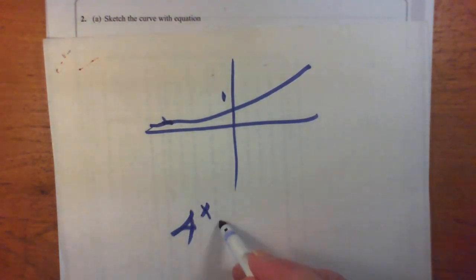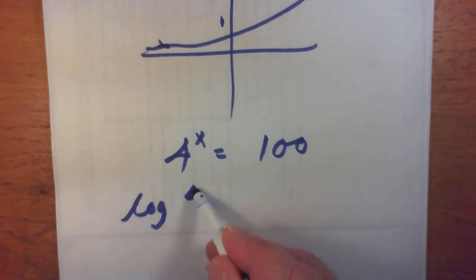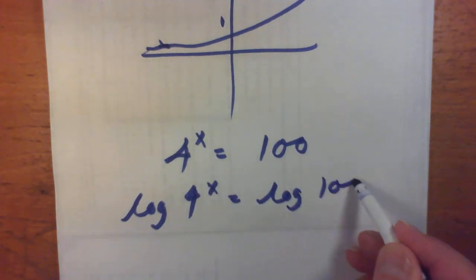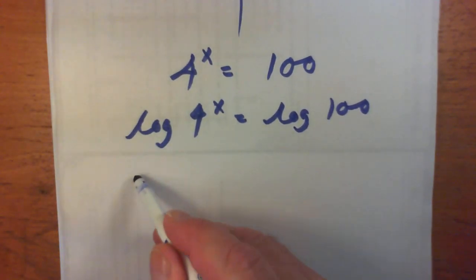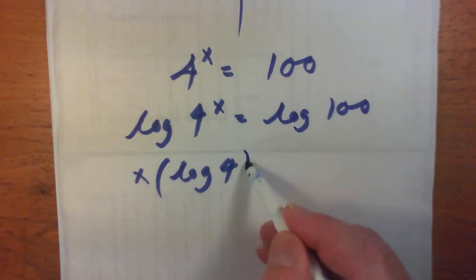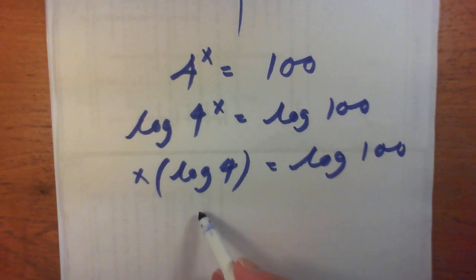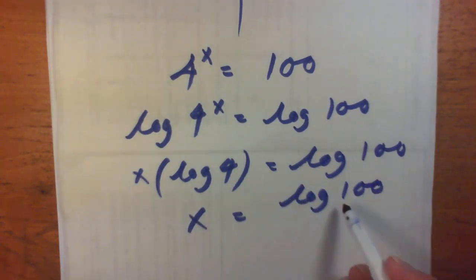Now, the second part says solve 4 to the power x equals 100. This involves logs, and logarithms always produce some kinds of problems for some students. So you have 4^x equals 100. Solve that. You'd say, okay, log 4^x equals log 100. x log 4 equals log 100. So x equals log 100 over log 4.